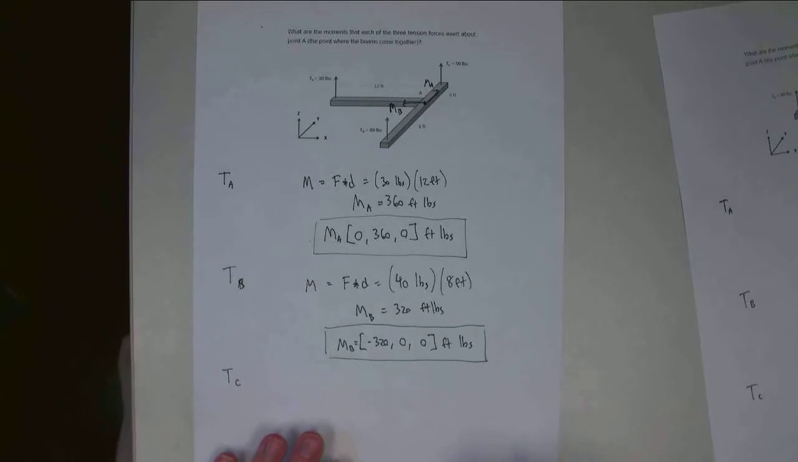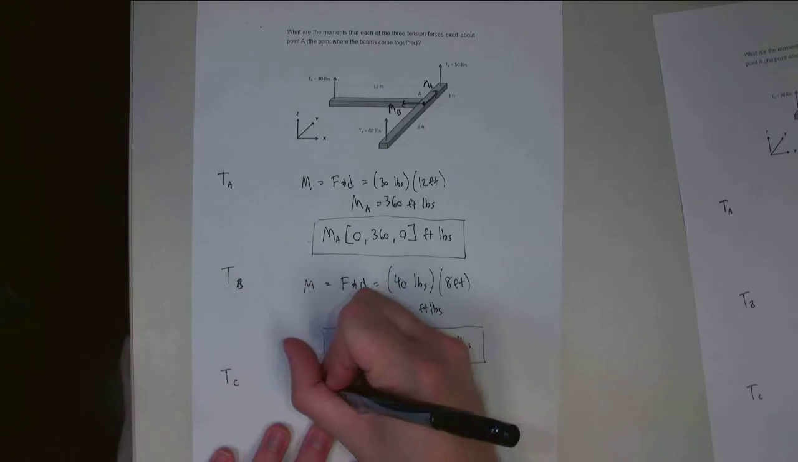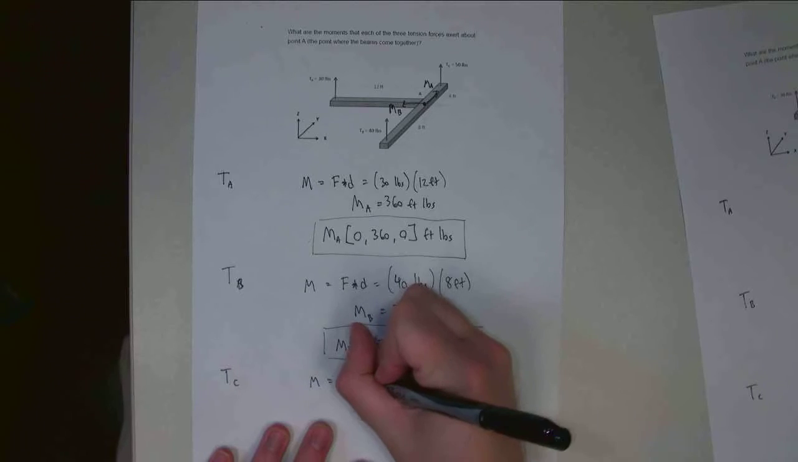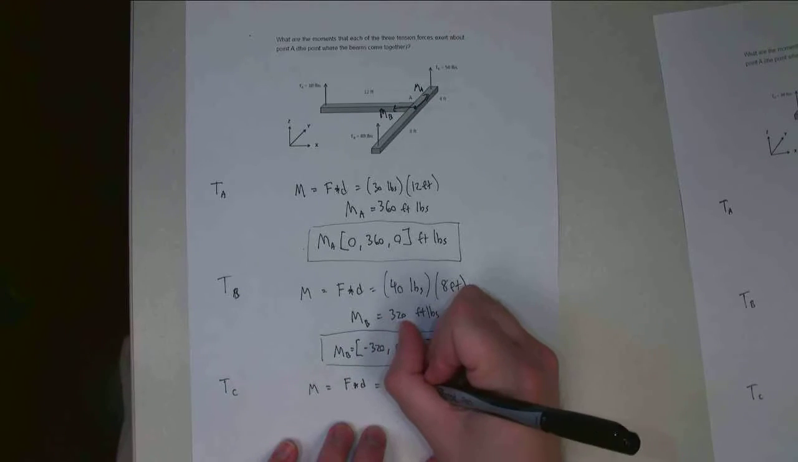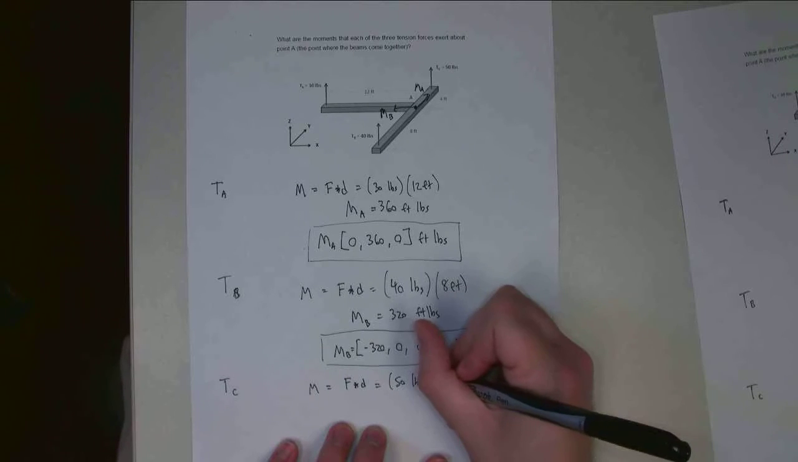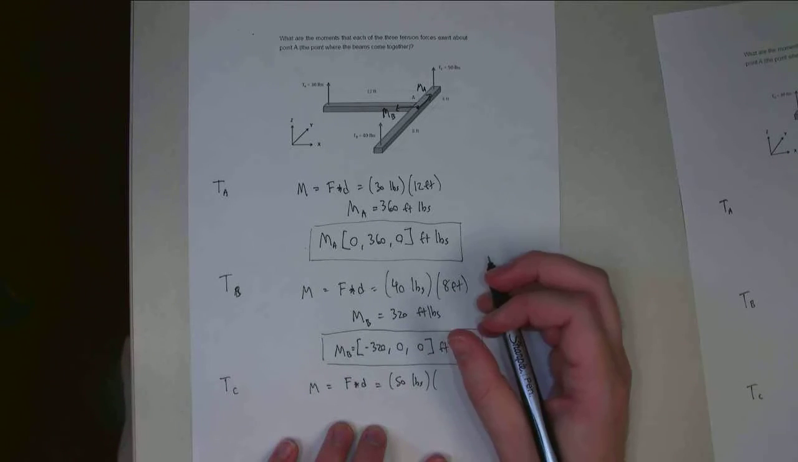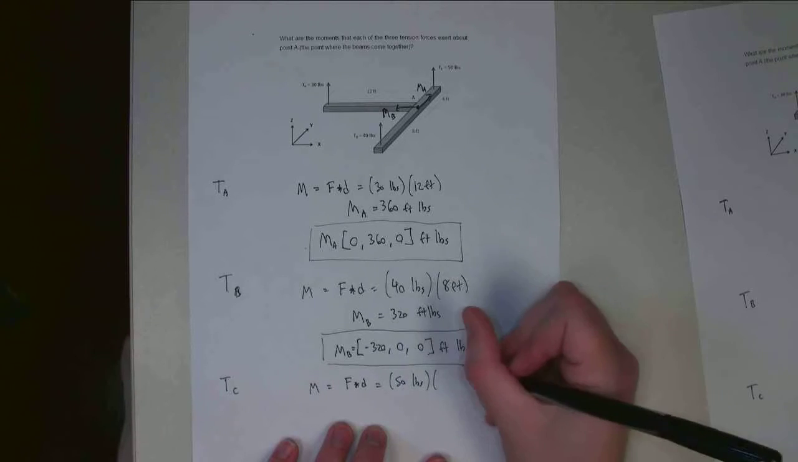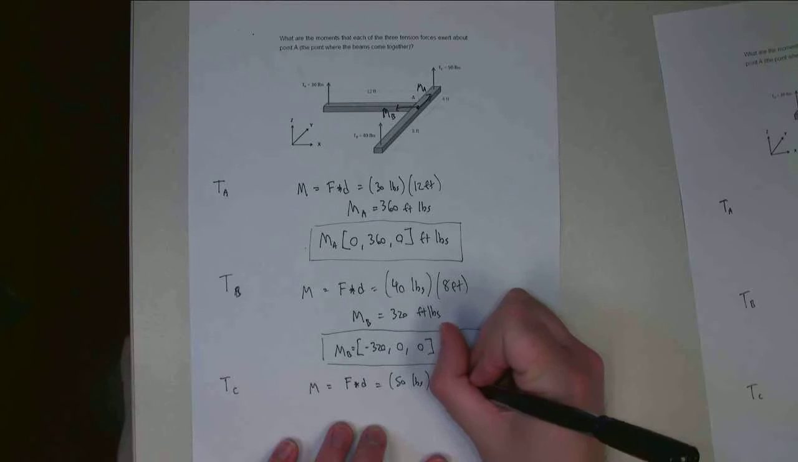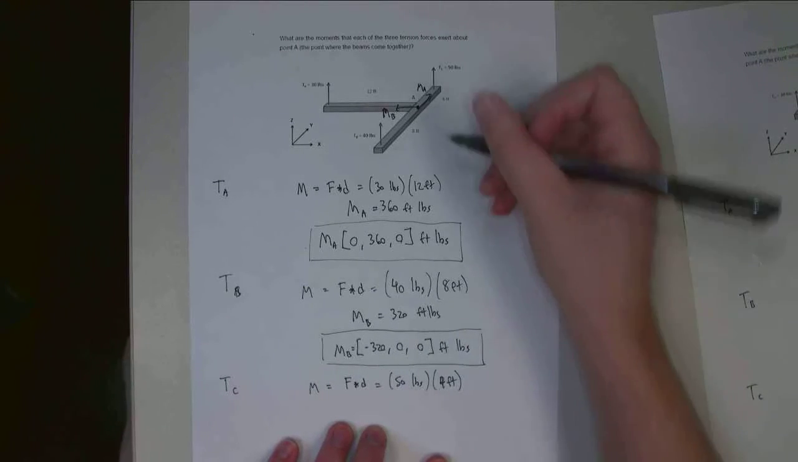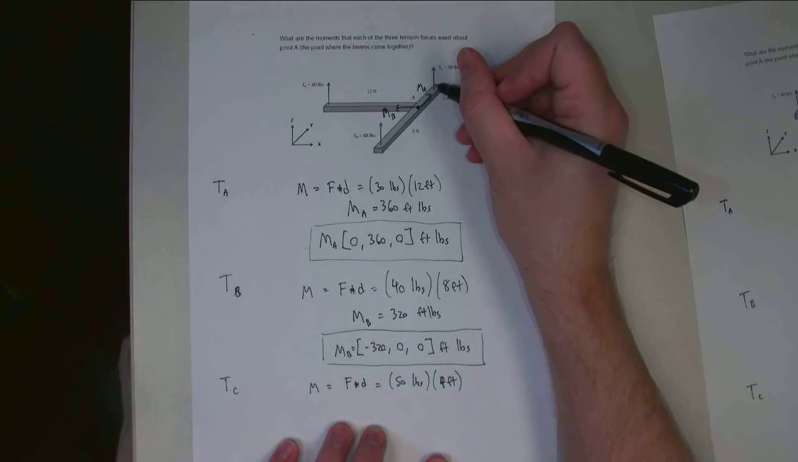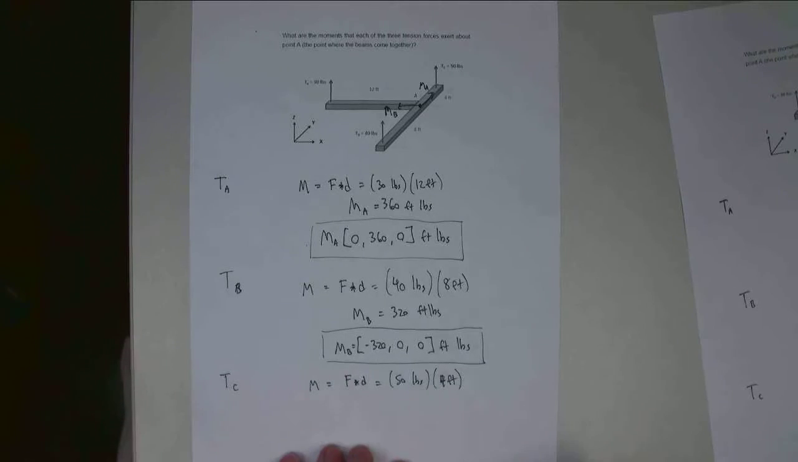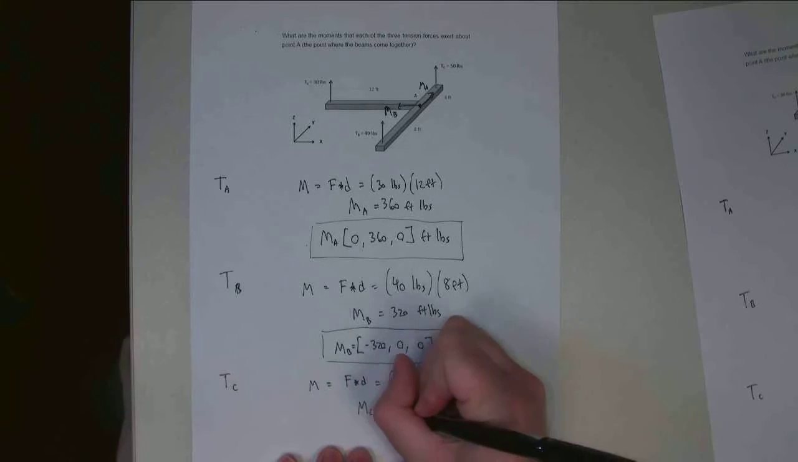Alright, last one. I've got tension C. I want to figure out the moment, so M equals force times distance. That's going to be 50 pounds and 4 feet. That's my distance from point A, the minimum distance to the force. So MC, if I multiply 50 by 4, I get 200.